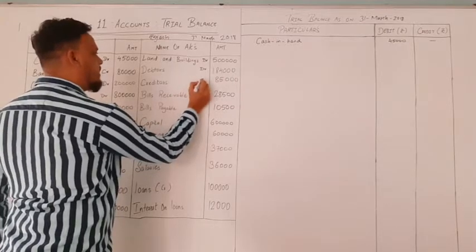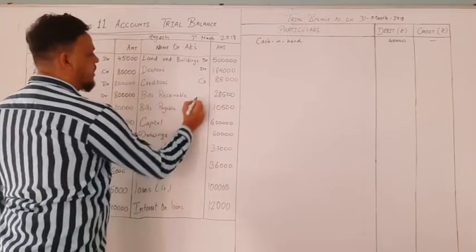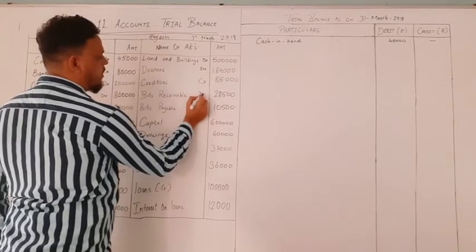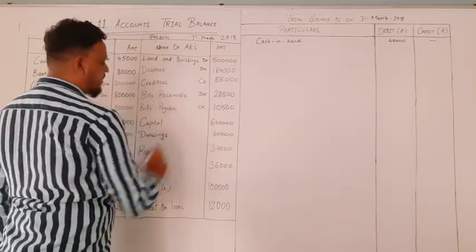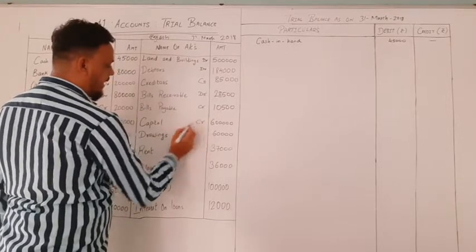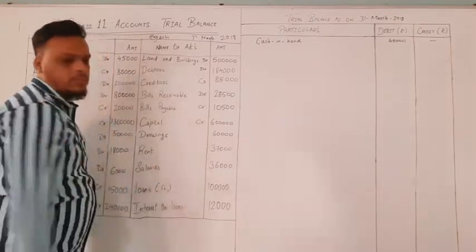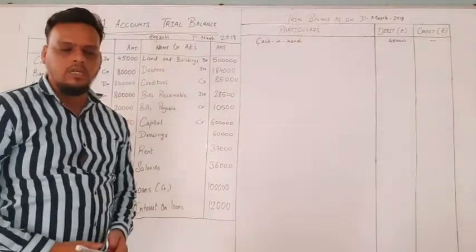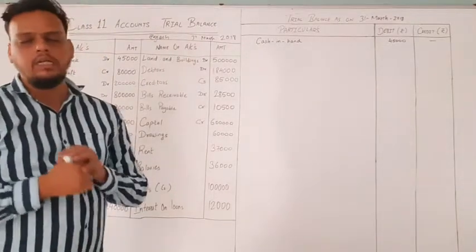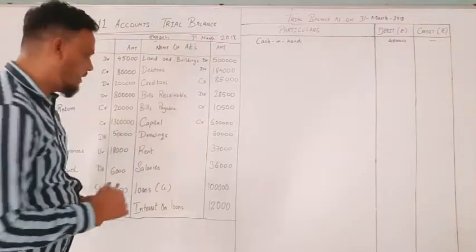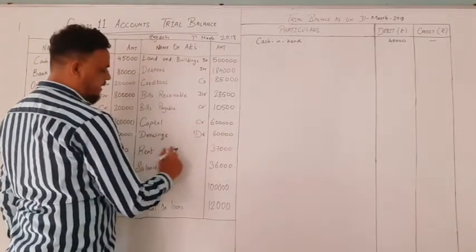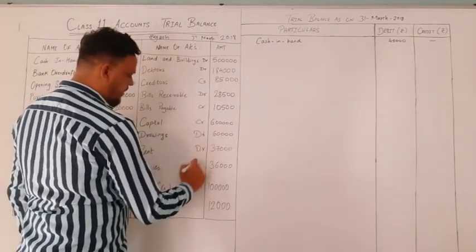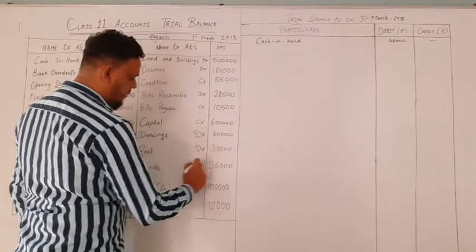Creditors itself says that it is credit. Bills receivable is debit. Bills payable is credit. Capital is credit. Drawings: be careful with the word drawings. Drawings is ultimately a debit because it's an expense for the business. Rent is also a debit. Salary is also a debit.